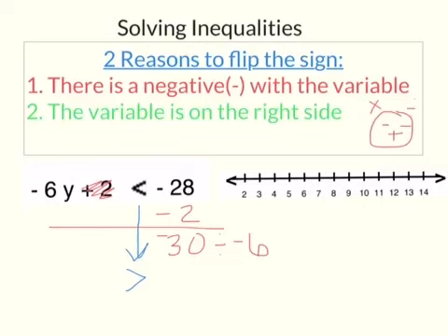My 30 is negative, and my 6 is negative, so my answer is going to be a positive. 30 divided by 6 is 5, and again, integer man tells me my answer is going to be positive. Remember, when you have an inequality answer, the whole answer includes the inequality sign. It's not just y equals 5 or 5, it's y is greater than 5.